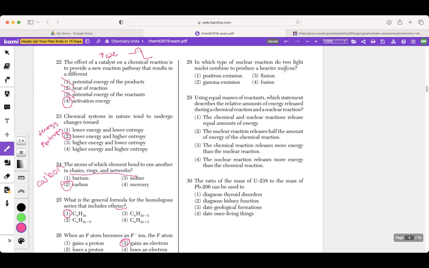28, in which type of nuclear reaction do 2 light nuclei combine to produce a heavier nucleus? So we're combining 2 nuclei, we're fusing them together, so we're going to be choosing fusion. Fission, on the other hand, is when I collide those particles and they break apart.